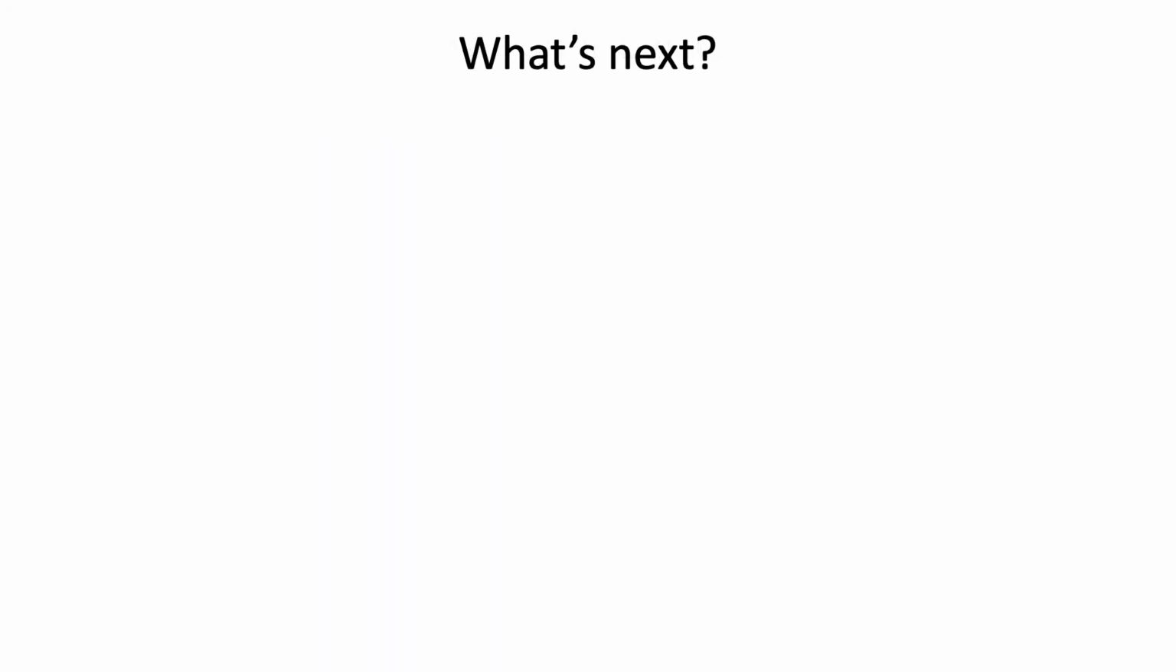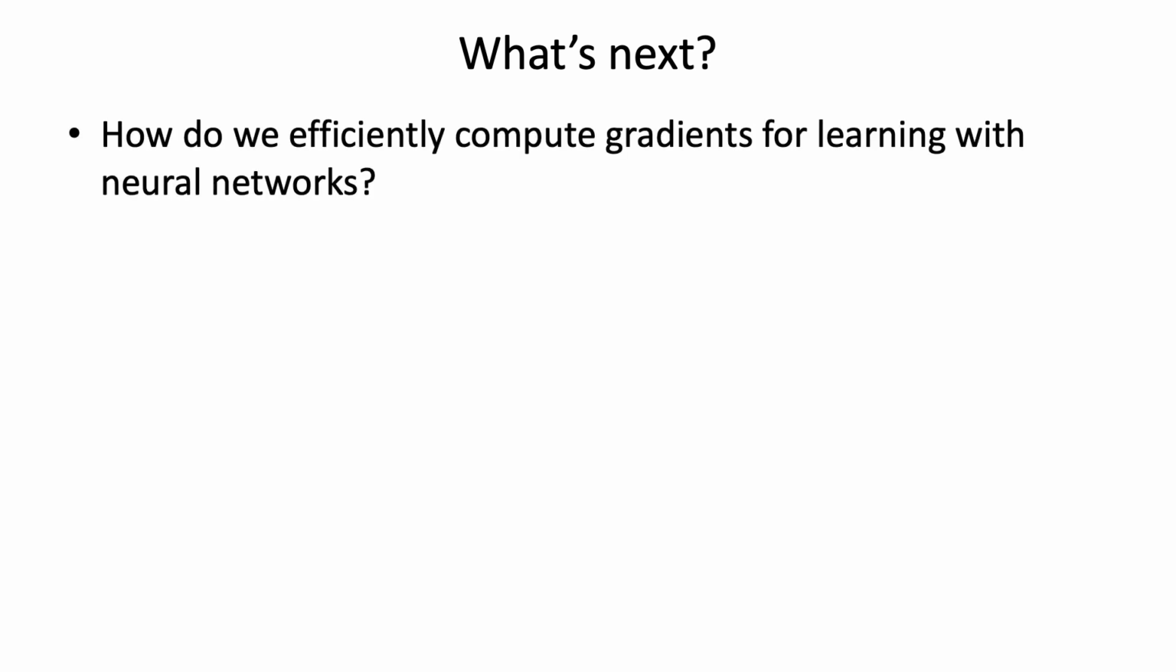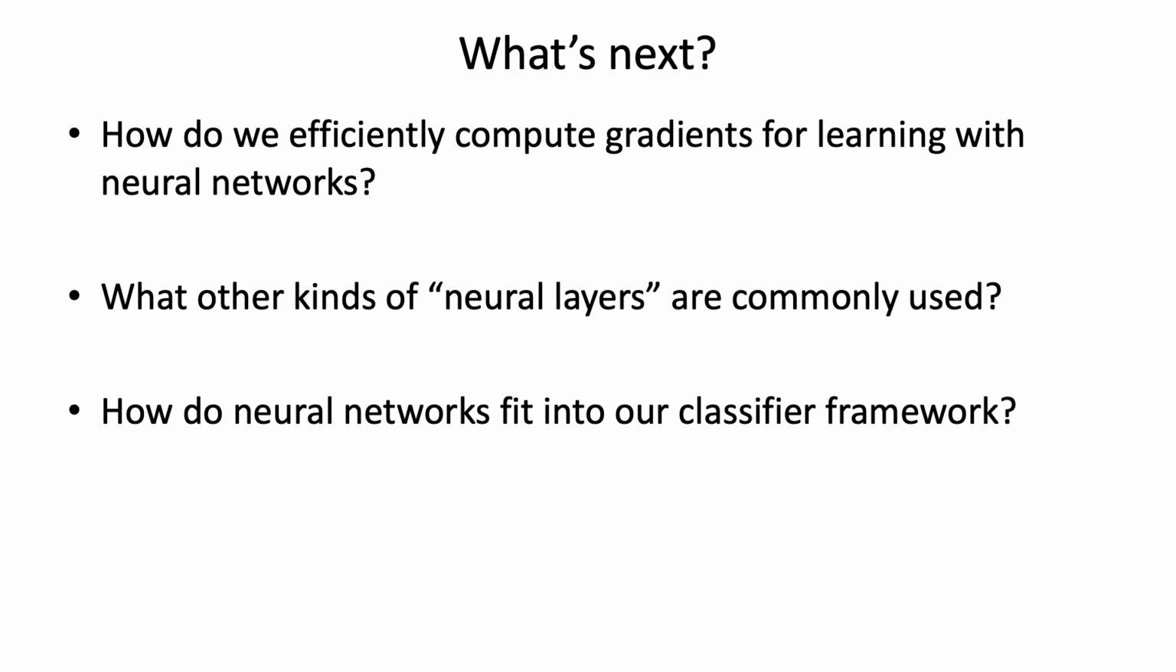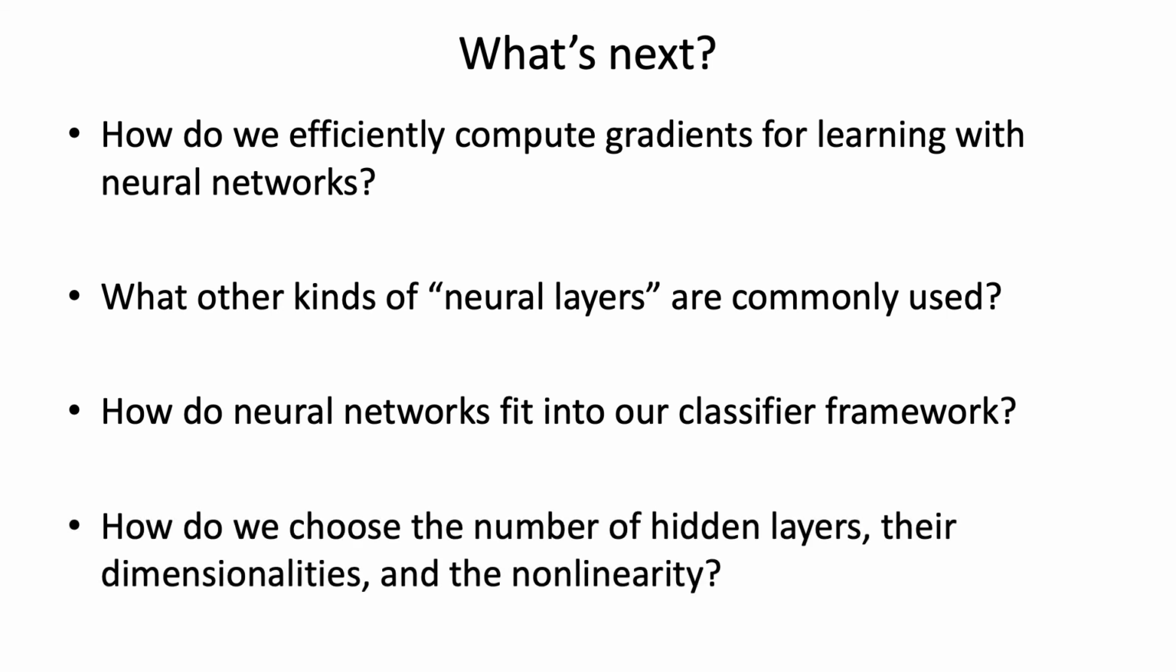We briefly introduced neural networks and showed the functional architecture for the neural trigram model. We also mentioned training with log loss. There are many other questions that arise, like how do we efficiently do learning, what other kinds of layers are used in neural nets, how they relate to our classifier framework, and how do we choose the best architecture in practice. We'll talk about these in class and in future videos.